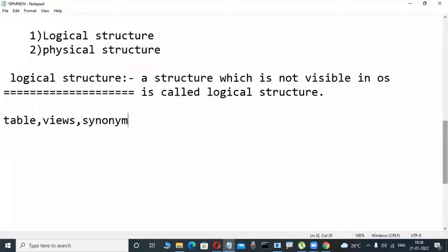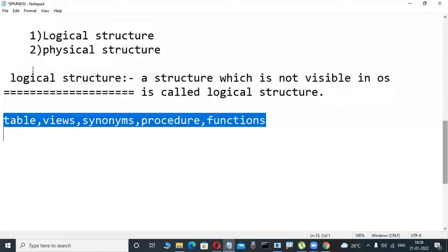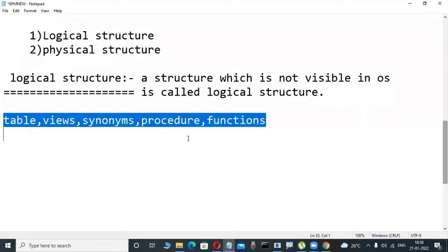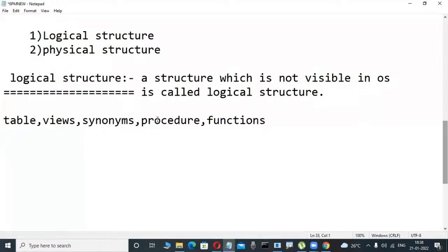Indexes are there. These are all the database objects. So many things are there. Procedures are there. Functions are there. Triggers are there. Packages are there. So many things. These are all logical structure. That is not visible in the operating system. Whatever objects we are learning in our courses, they are not present as such in the operating system.